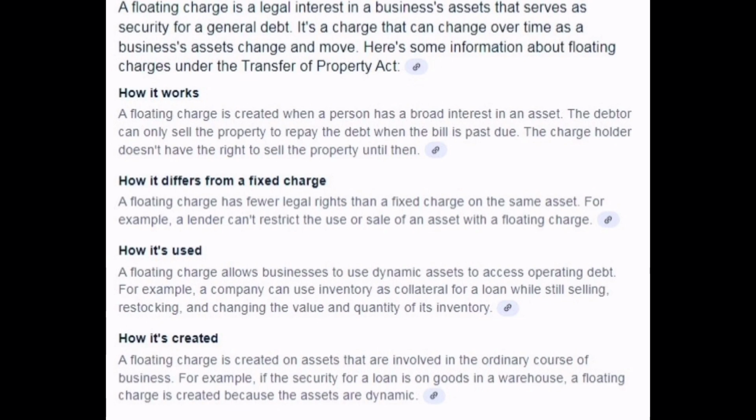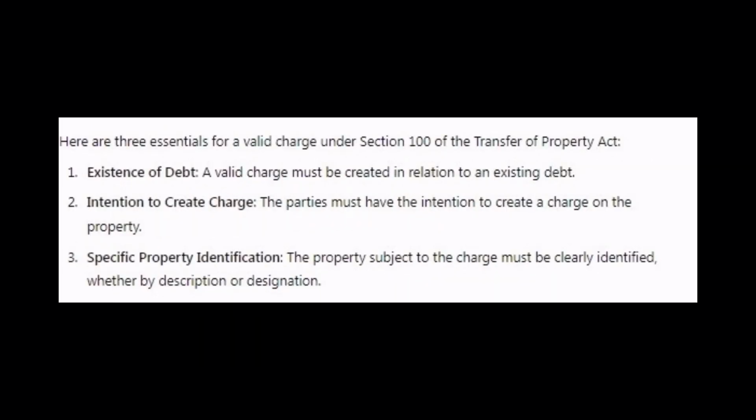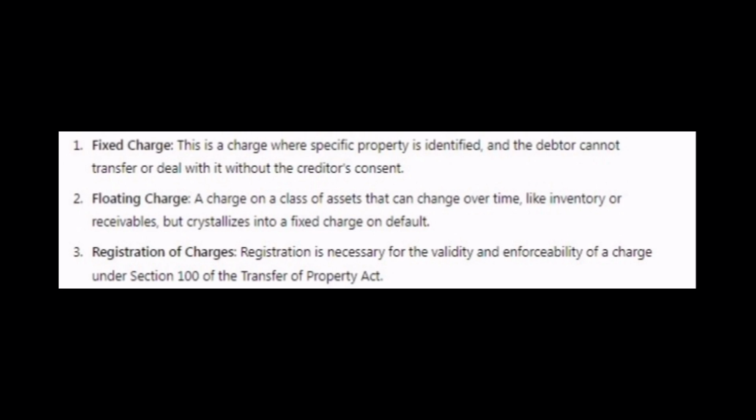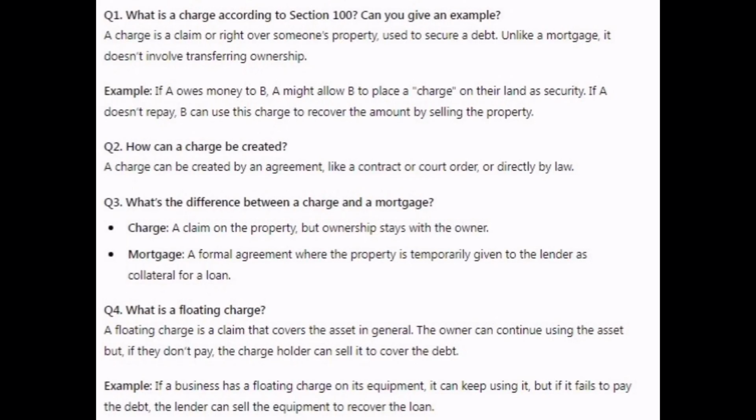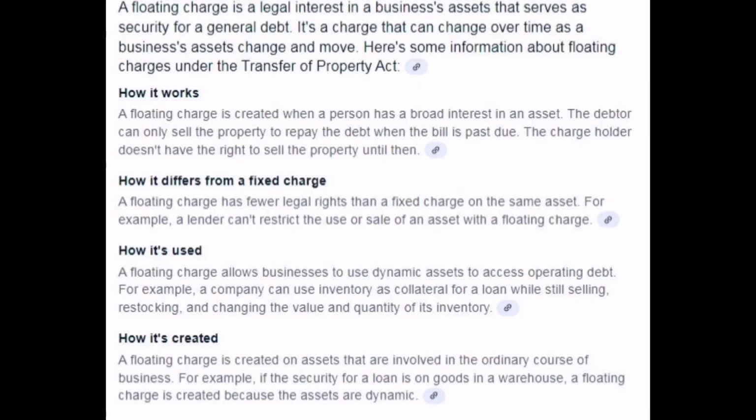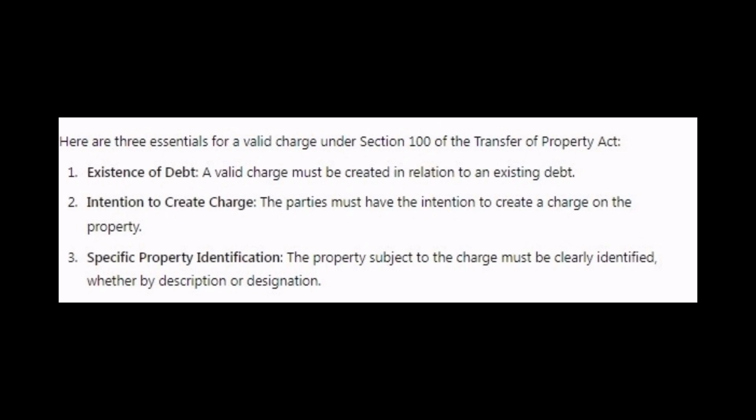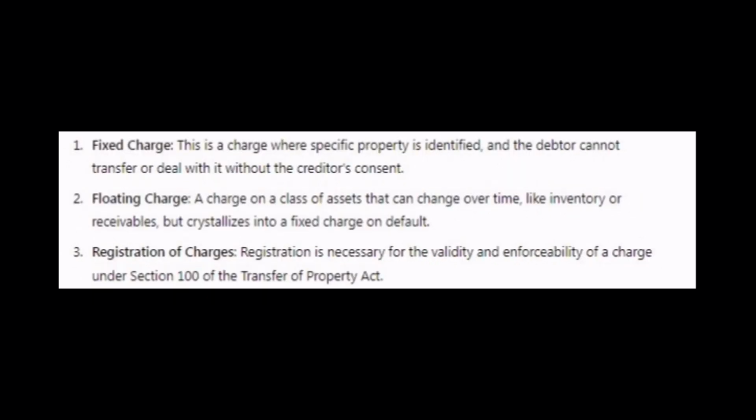Is a charge created on an uncertain share valid? No, a charge created on an uncertain share, such as a potential inheritance share of one of the heirs, is considered invalid under Section 100. Can a charge be divided among multiple people by apportioning liability? No, a charge cannot be split by apportioning liability among various people.